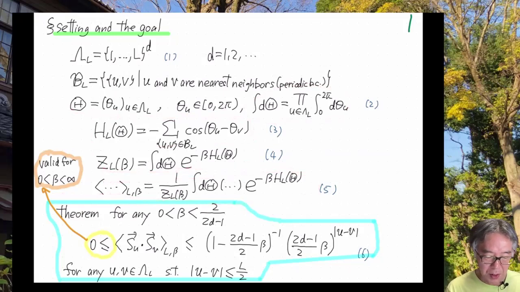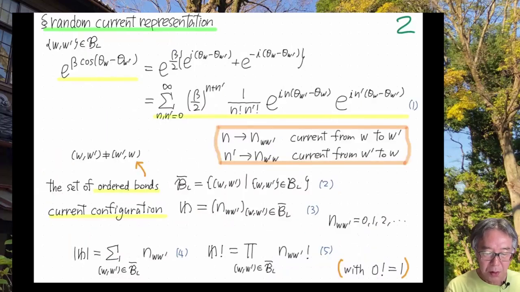And the main theorem is this. For beta in this range, which means high temperature, the 2-point correlation function satisfies these inequalities. And actually, this inequality is called Griffiths' first inequality, and it's valid for any positive beta. But anyway, the main thing is this. For beta in this range, this factor is strictly less than 1, so this means that the 2-point correlation function decays exponentially as the distance grows.